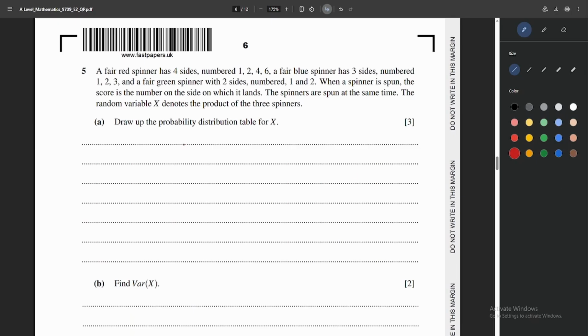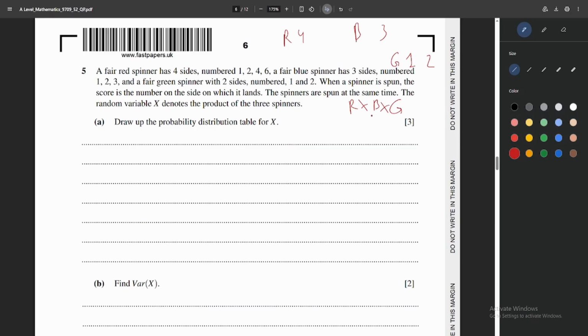Now this one is a very difficult question. Only one person could answer this in the exam. So over here we have a red spinner with 4 sides, numbered 1, 2, 4, 6, and a fair blue spinner with 3 sides, numbered 1 to 3, and a fair green spinner with 2 sides, 1 and 2. When a spinner is spun, the score is the number on the side on which it lands. The spinners are spun at the same time, and the random variable x denotes the product of the 3 spinners. So all of this, R, B, and G, are multiplied, and the score is the product.